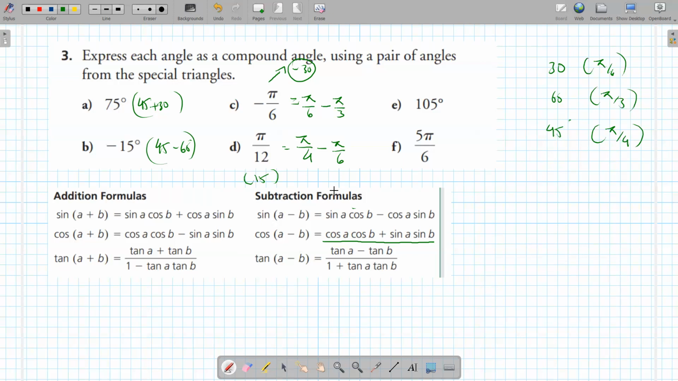E, 105. That one's pretty simple. How can I get 105? 45 plus 60. Yeah. 5 pi over 6 is slightly more complicated. So that is 150 degrees.